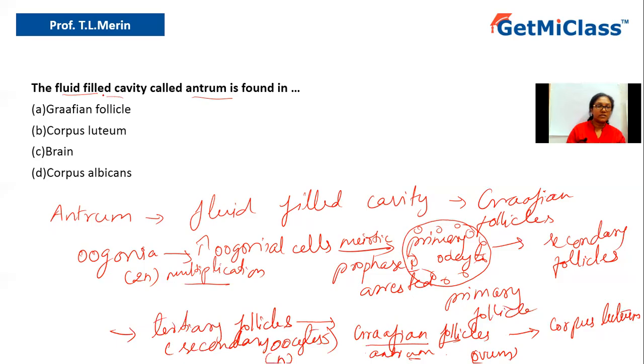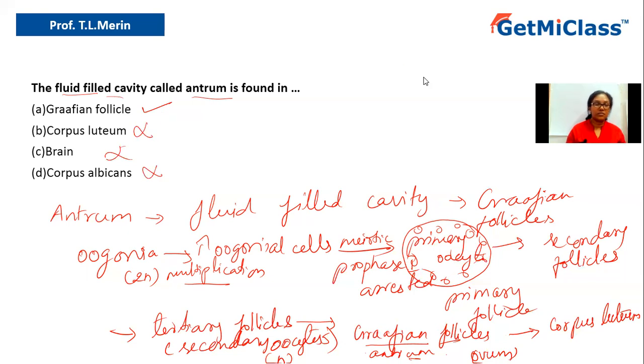According to the question, the fluid filled cavity antrum is found in option A, Graafian follicle. Yes, that is the correct answer. Option B is corpus luteum. No, because corpus luteum is formed after the rupturing of the Graafian follicle, because during rupturing, the antrum is released. Option C says brain. No, there is no fluid filled cavity called antrum present in the brain. Option D says corpus albicans. That is wrong, because corpus albicans is formed once the corpus luteum degenerates. So the correct answer is option A.